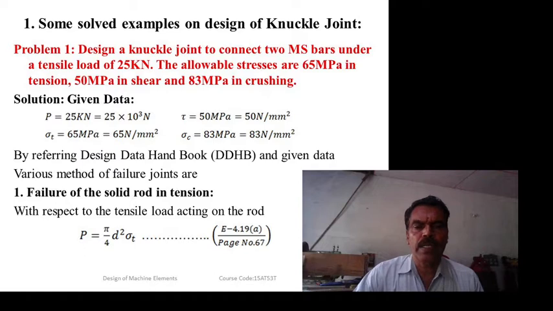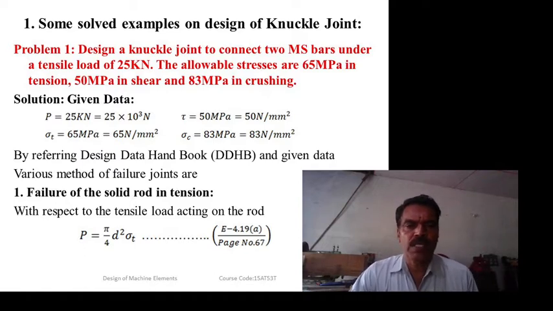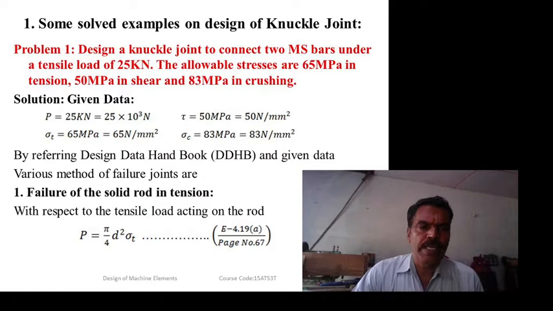There are many failures that can occur in this type of joint. The first point to be cleared is the first failure, failure of the solid rod in tension. The equation is already available in the DDHB, the design data handbook, page number 67, equation 4.19a. What is the equation? Let us understand.